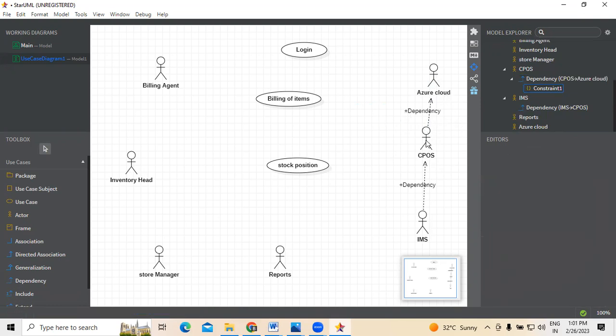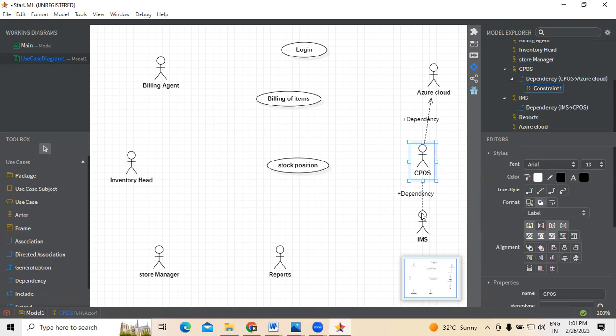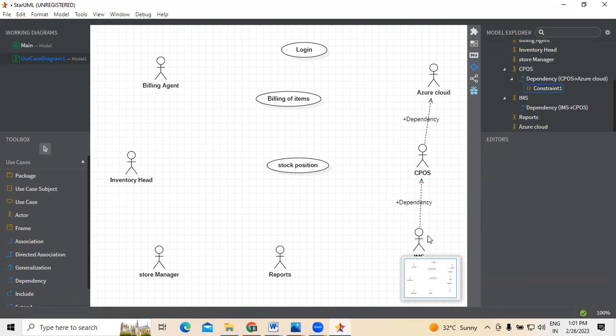Cloud account is maintaining, right? So this CPOS system, you are maintaining it. This is what is required. At the same time, if you want to see the accurate results here and all, you need to connect with the inventory management system for sure.